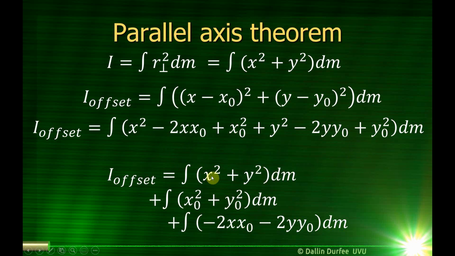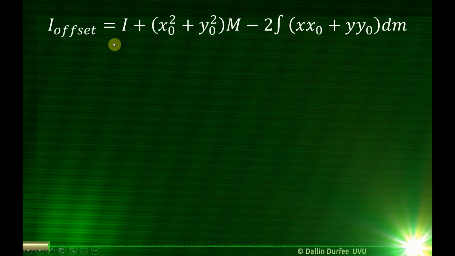Well, notice this first integral. What's that equal to? Well, that's just the moment of inertia about the original axis before we offset it. It's just I, our original I. What is the second integral? Well, x naught and y naught are constants. So x naught squared plus y naught squared comes out of the integral, and then I just have the integral of dm. If I just add up all the little masses, I'm just going to get the total mass. So I can rewrite this as: the first integral is just the moment of inertia about the original axis. The second term is just x naught squared plus y naught squared times the total mass.